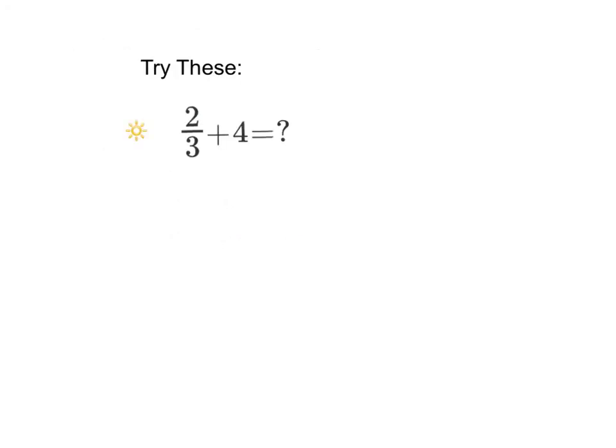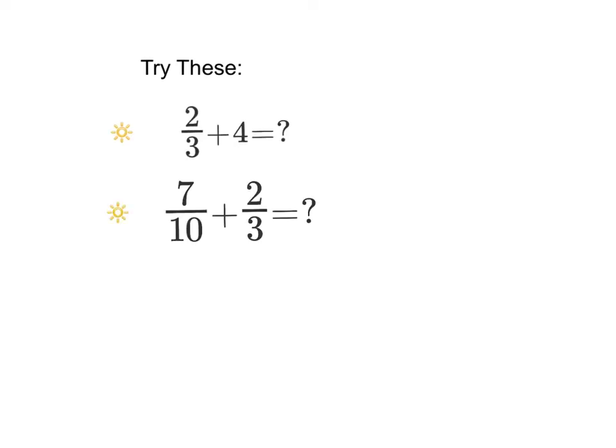Now it's your turn to give a few examples a shot. The first one here being 2/3 plus 4. Please keep in mind that 4 is really 4 over 1. And once again, look for that common denominator. And then add your numerators together and carry along that denominator.